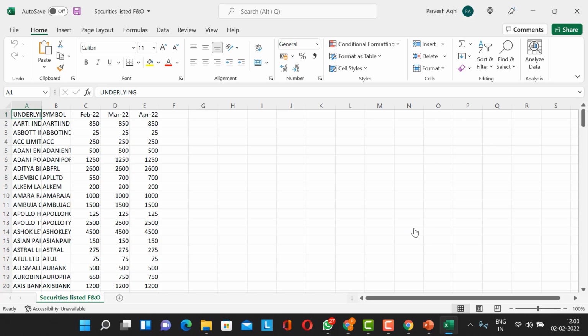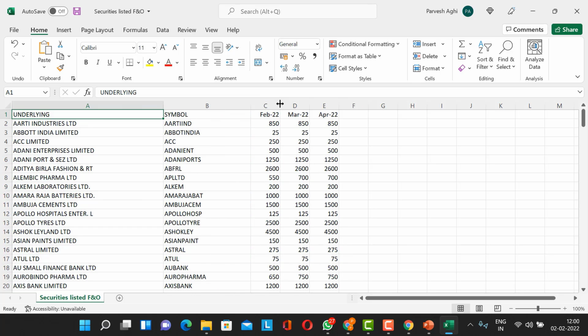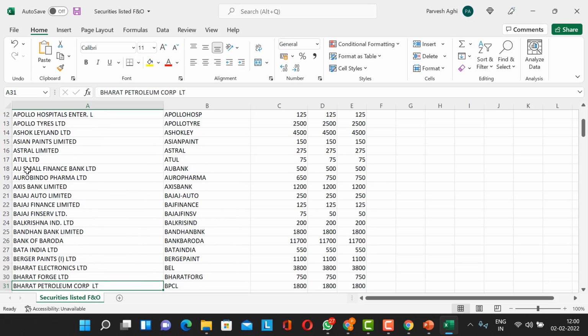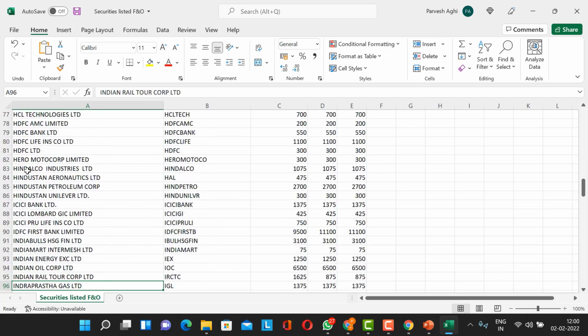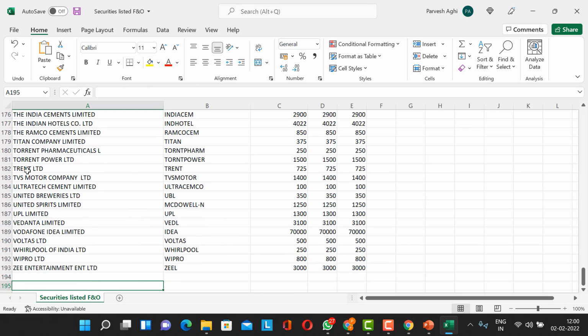Can you see the Excel sheet here? Yes, sir. This is the list which I found from the stock exchange. These are the underlying shares. The first share is Aarti Industries, Abbott Industries, ACC, Adani, Aditya. If you go down the line, there are about 197 shares which are currently being allowed to trade.